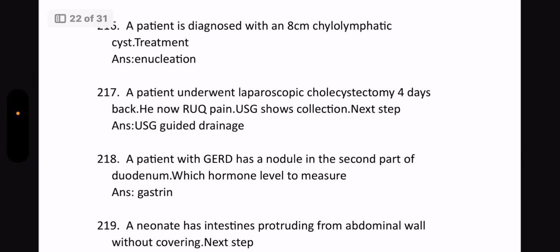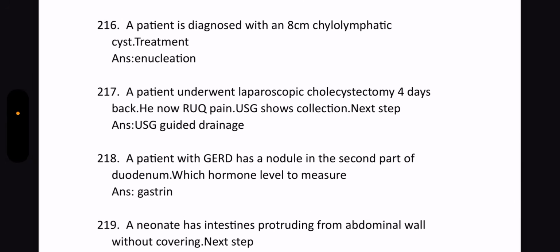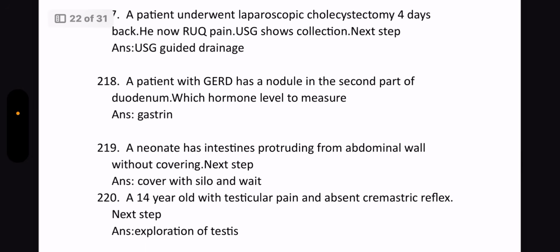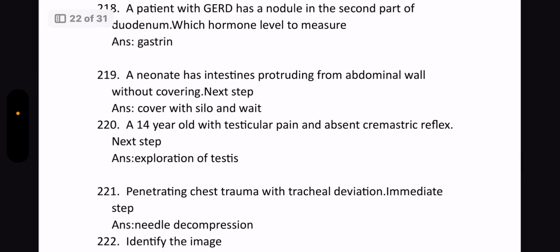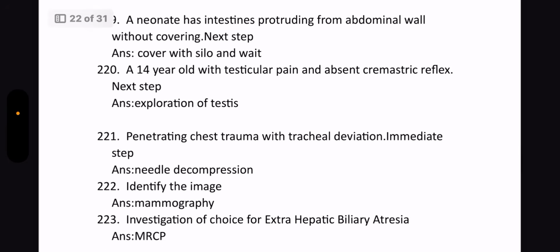Diagnosis strangulated hernia. Next, patient is diagnosed with 8 cm chylolymphatic cyst. Treatment is enucleation. Patient underwent laparoscopic cholecystectomy 4 days back. He now has right upper quadrant pain. USG shows collection. Next step is USG guided drainage. Next, patient with GERD has a nodule in the second part of duodenum, which hormone level is to be measured? Gastrin. Next, neonate has intestines protruding from abdominal wall without covering. Next step is cover with silo bag and wait.